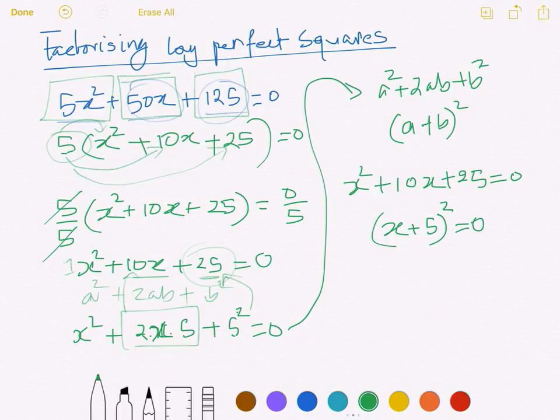Now if we get rid of the squared, we have x plus 5, which is also equal to 0. If that is the case, x must be equal to -5, and that is the answer to this question.